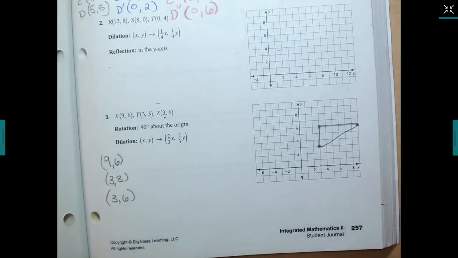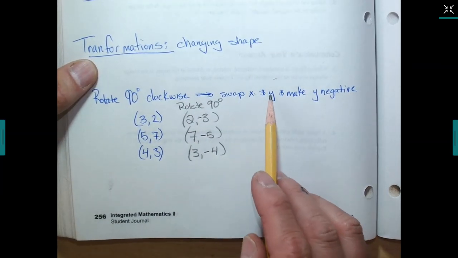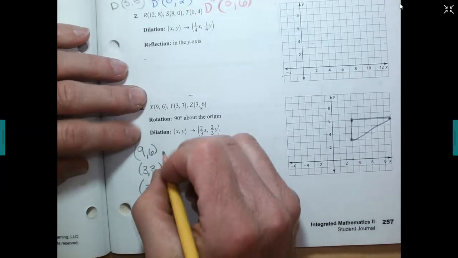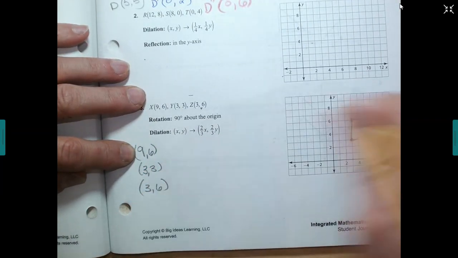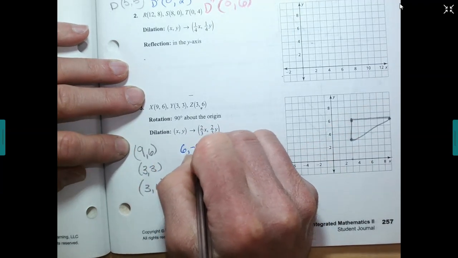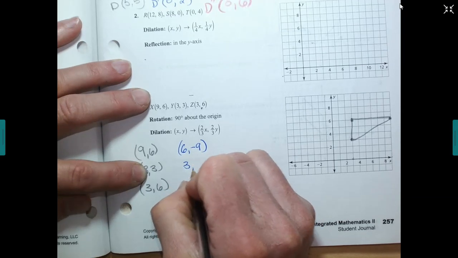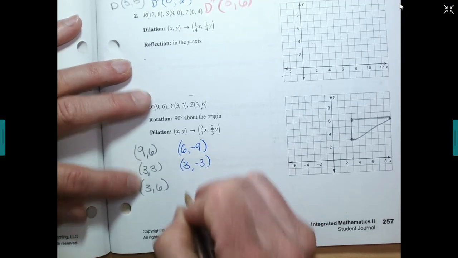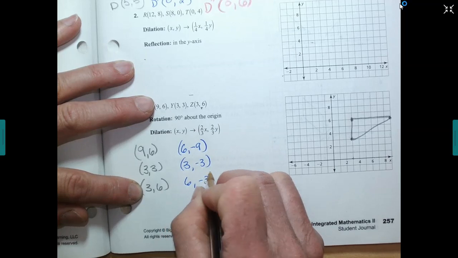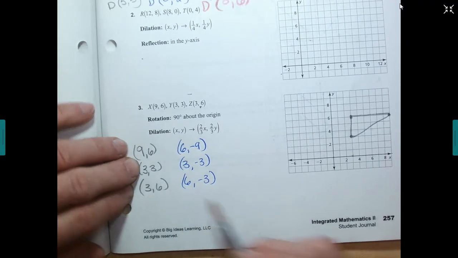We just determined, or I just shared, swap X and Y and make Y negative. Okay? So swap X and Y and make Y negative. So X and Y. So I have 6, negative 9. Swap the X and Y and make the Y negative. Swap 3, negative 3, and 6, negative 3. So I swapped the X and the Y and I made the Y negative.